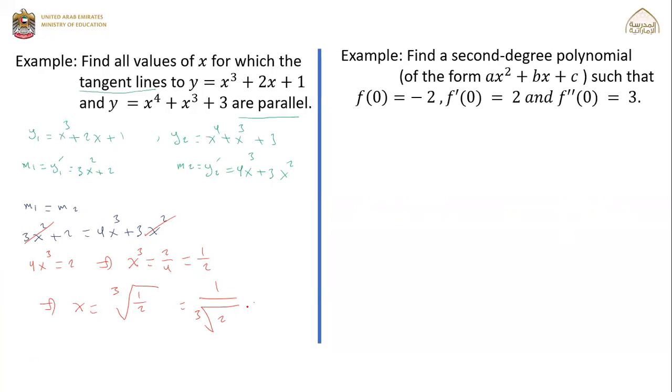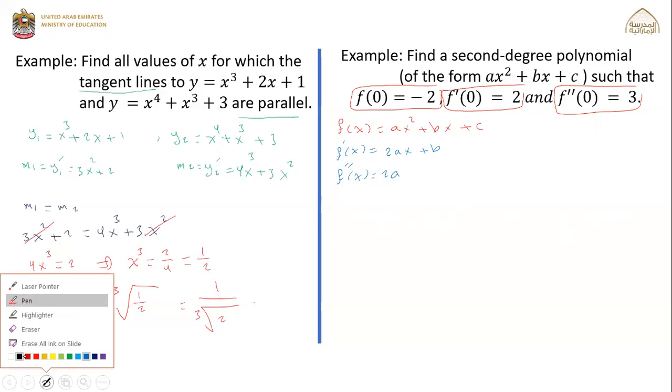In this example, he asked me to find the second degree polynomial of the form ax squared plus bx plus c, such that f of 0 equal minus 2, f prime of 0 equal 2, and f double prime of 0 equal 3. I will start by letting the function f of x equal ax squared plus bx plus c. As I see here in the conditions, I have a condition for f, for f prime, and for f double prime. I have f of x, so I will find now f prime of x, which is 2ax plus b, and f double prime of x, which is 2a.